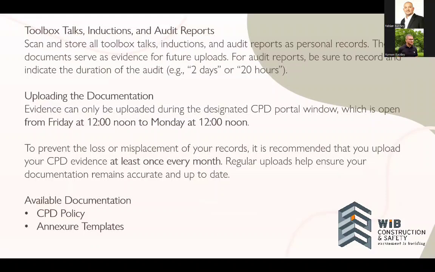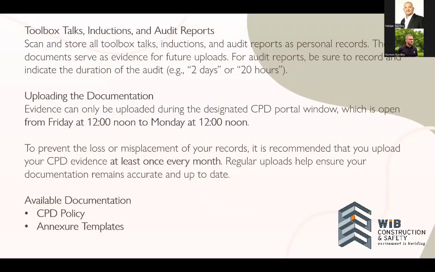Okay. To prevent the loss or misplacement of your records, it is recommended that you upload your CPD evidence at least once every month. This is a recommendation. If you want to keep your CPD evidence retained so that you don't misplace it, rather gather the information, have all your annexures completed for the month, have all your supporting evidence, upload it on a monthly basis. Even better if you do it on a weekly basis, even better.